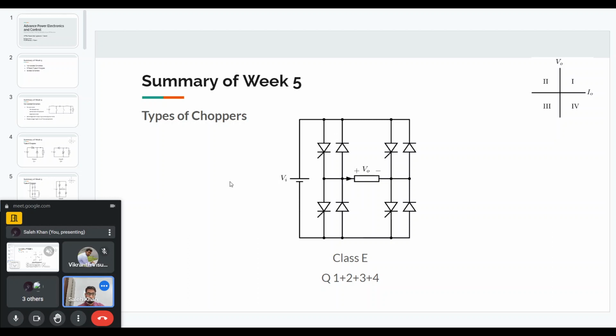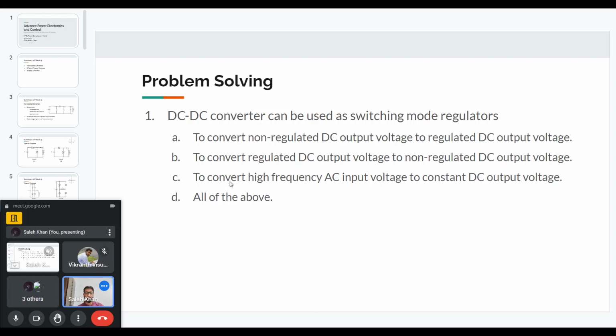So this was basically about the different types of choppers. The next thing that was taught was the isolated converters, and we'll see some examples in the problem solver. So we'll just come to the problems now.